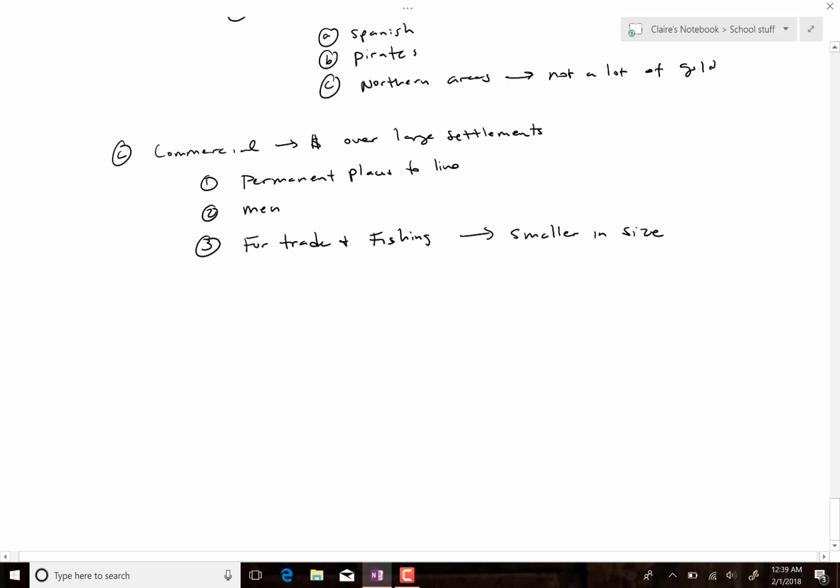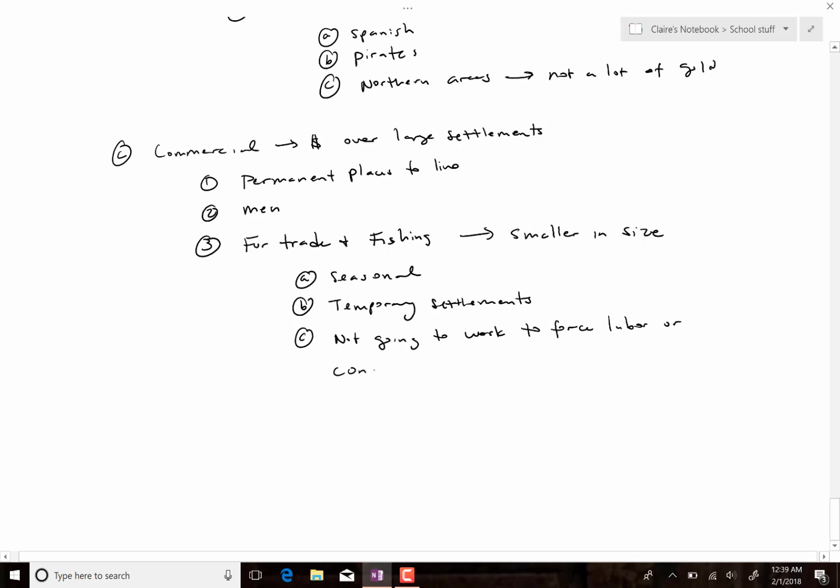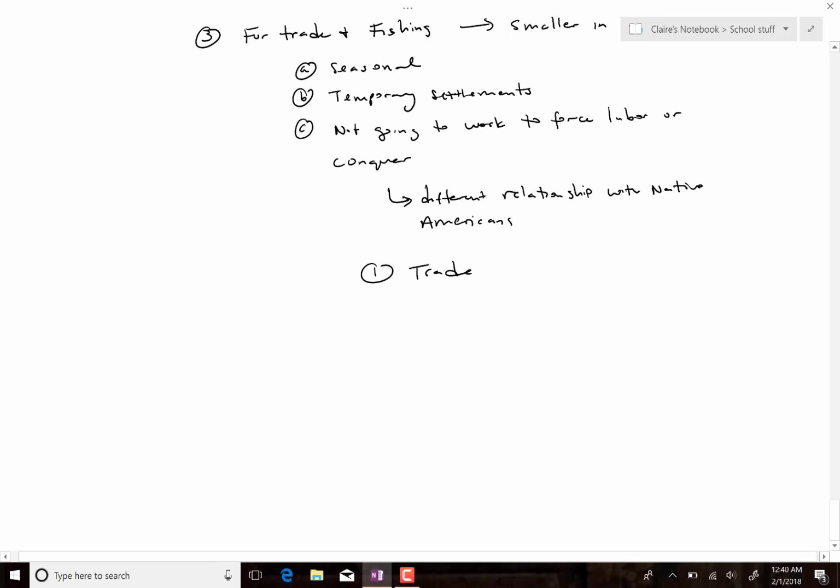So this became the French, and they always remained much smaller in size. The fur trade ends up being an extremely lucrative business that they make quite a bit of money on. But fur traders were essentially seasonal, so you had much more temporary settlements based on the fur and trade. With smaller sizes, you don't conquer or work to force labor. And so they had a very different relationship with Native Americans. Largely, it's going to focus on trade, right?